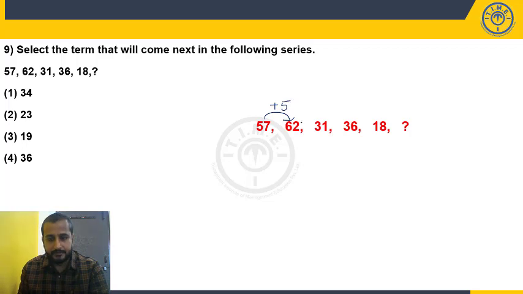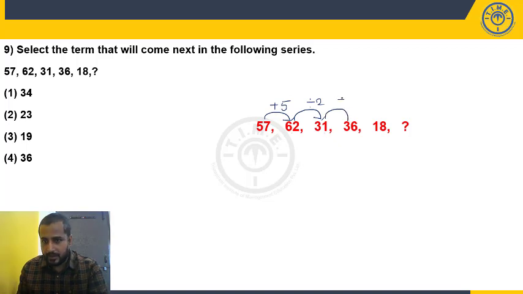Increasing by 5. Here to here, decreasing. 60 to 31 exactly off, divided by 2. So difference and product applied together, or difference and divided by applied together. As it is decreasing, it is divided by. If it is increasing, it is product.